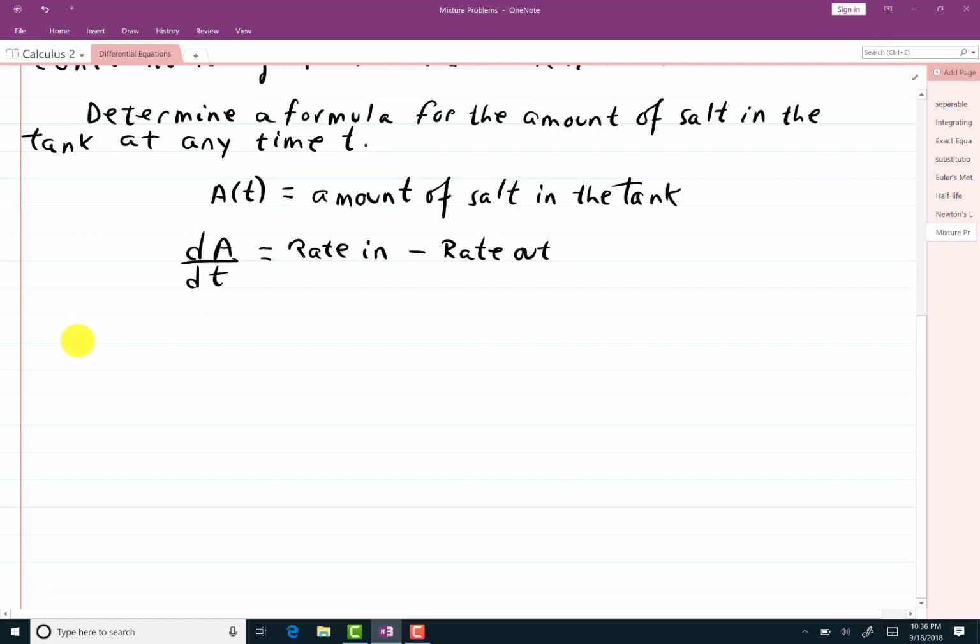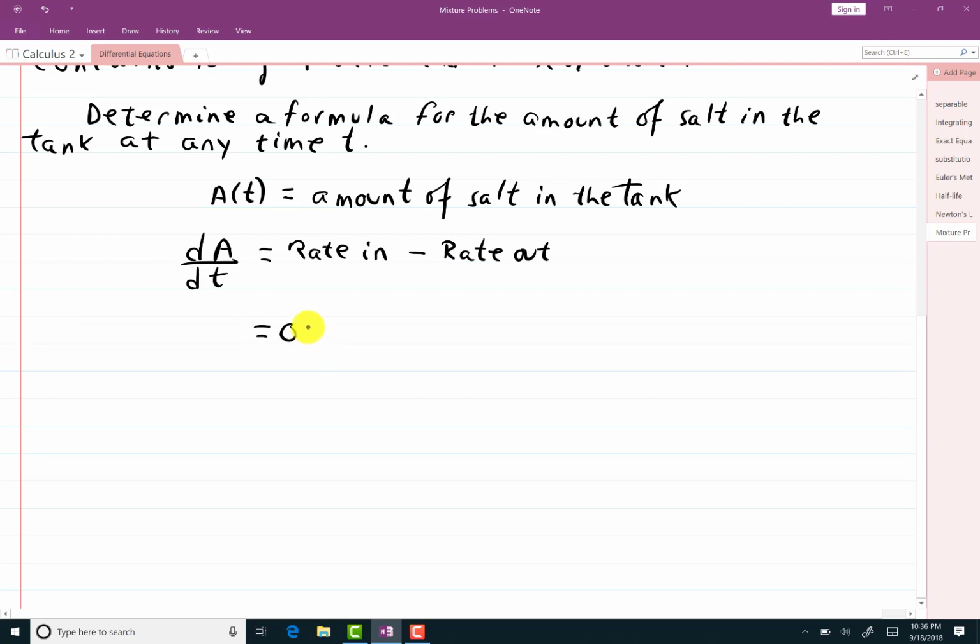So let's take a look at what's coming in. We know that we have pure water. Pure water has 0 kilograms of salt per liter. However, we are pumping in 10 liters per minute. Well, this is still 0, but we're also adding a component of salt. Salt is being added at 0.1 kilograms per minute. And then finally, out of this thing, we have 10 liters per minute. That's how fast it's going out.